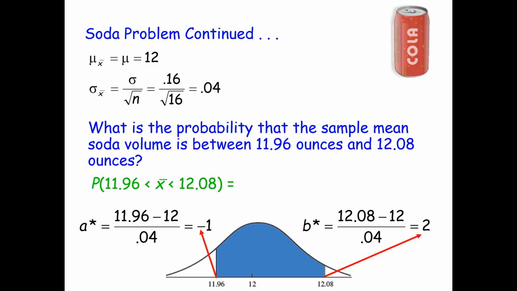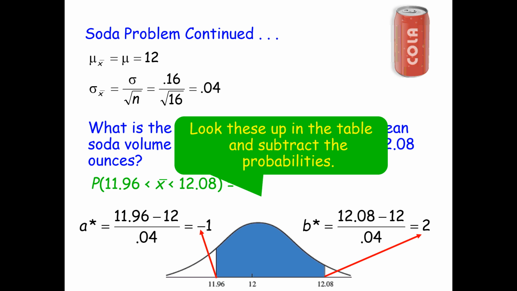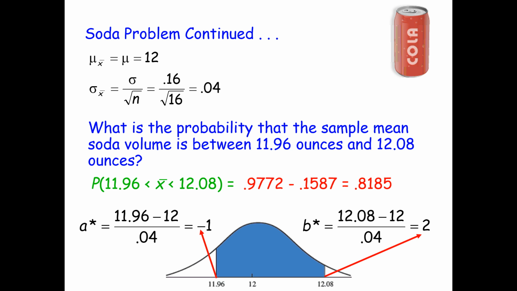Now, in order to get the z-scores for these, we're going to need to look them up in the table and then subtract the probabilities. When we subtract the probabilities, we need to take our B star minus our A star. So if we look our values up, we're going to get, for our B star, 0.9772, and for our A star, 0.1587. So we'll subtract our A star from our B star and get 0.8185.